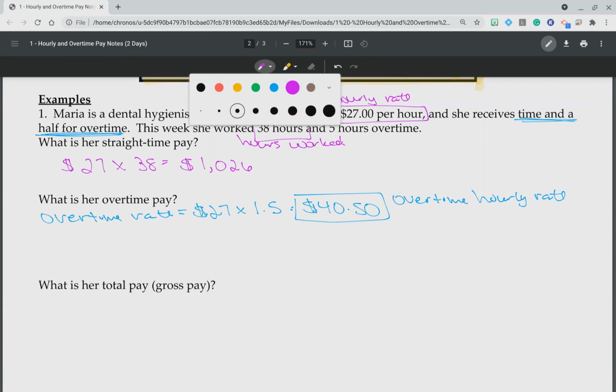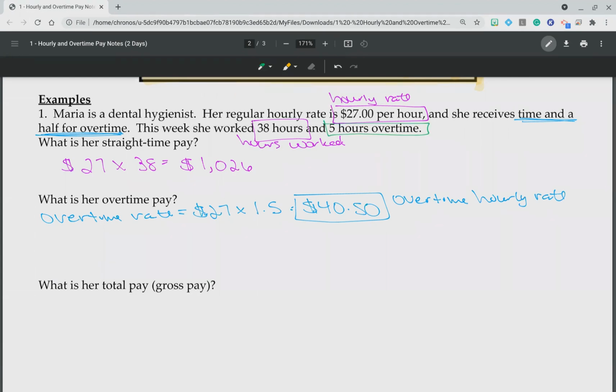All right, so that's how much she makes per hour working overtime. Well, we were told that she worked 5 hours overtime. So I'm going to take that $40.50 and multiply it by 5, since that's the number of overtime hours that she worked. So type that in your calculator. And I got that her overtime pay is $202.50.